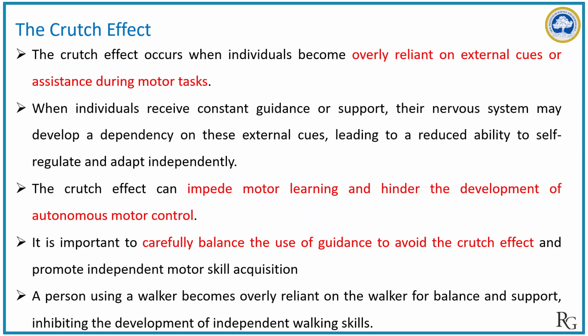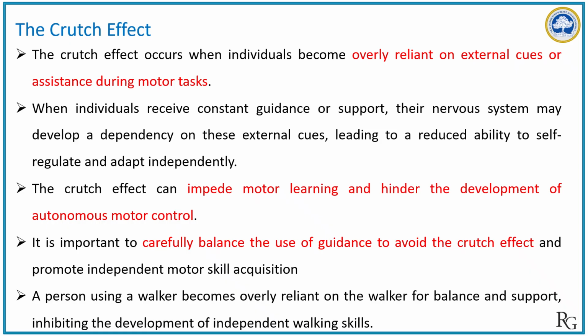So, in neurorehabilitation, there is one more important concept that is called the crutch effect. The crutch effect happens when an individual becomes overly dependent on external aids or guidance while performing motor tasks. This is coupled with physical support, visual cues, or real-time feedback from the device, or maybe from the therapist. We can take an example: imagine a person learning to walk again after a stroke.